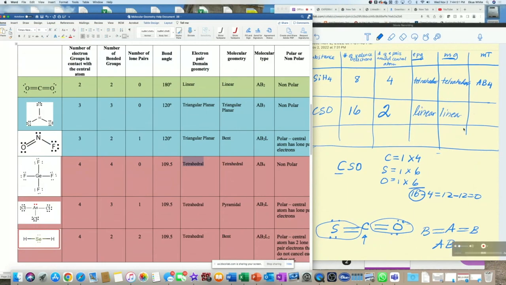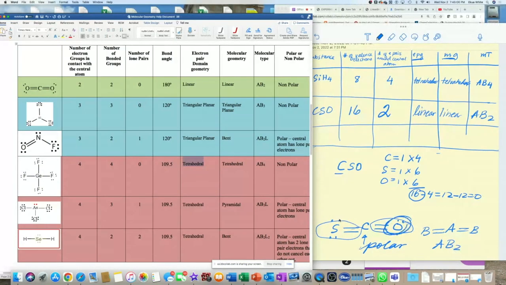AB2. Now, if I happen to have this molecule here, I'm just kind of going off track on purpose. If I happen to have this molecule right here, this molecule will be polar, right? Because the surrounding group on the right does not match the one on the left. They didn't ask me for all that. So I'm going to leave it as that.